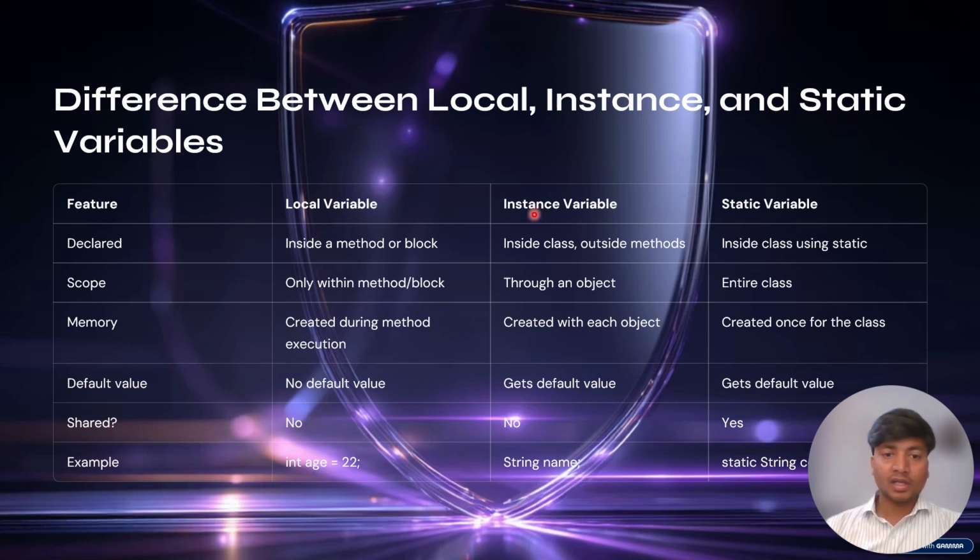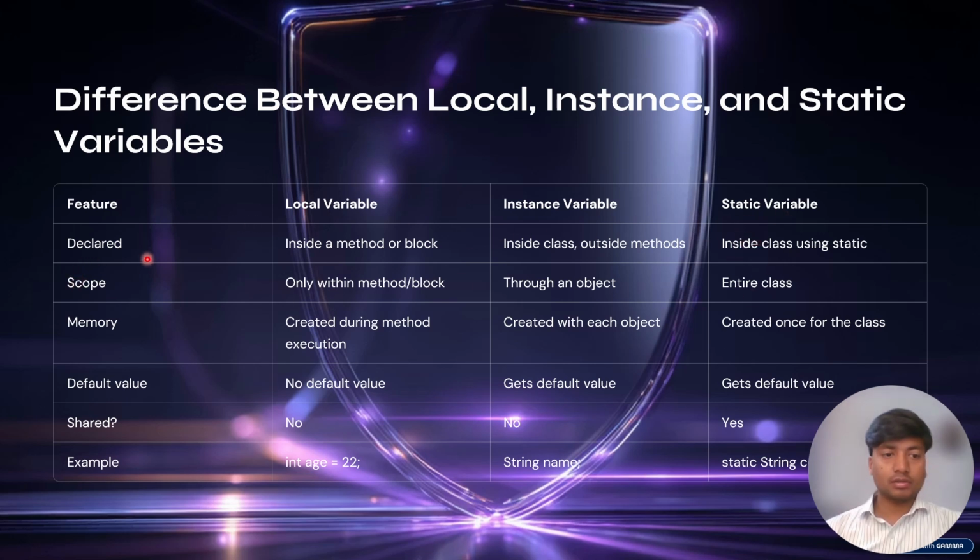Let us see instance variable: declared inside the class, outside a method. Scope is through the object. Memory is created with the object. Default value: it gets a default value. Shared: no. For example of an instance variable, String name = Saurabh.